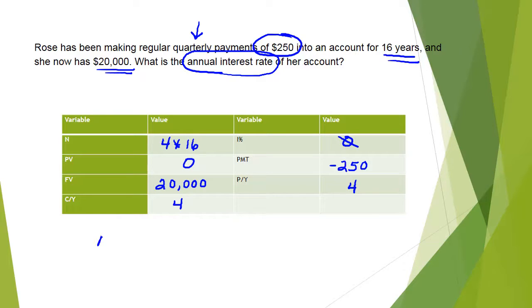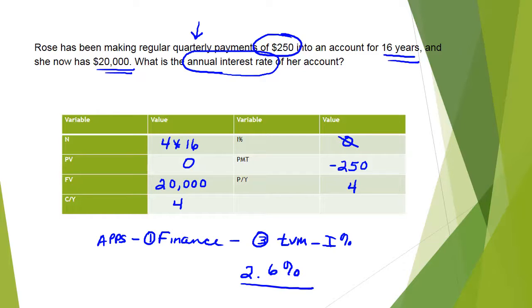Go into the Apps button and choose number 1, which is your finance. And then this time you're going to choose option number, I believe it's 3. Let me just check real quick. Yes, option number 3, which is TVM_ and then your interest rate. And you should get 2.6, or 2.57, 2.6%. So that's a typo on your answer sheet right there.